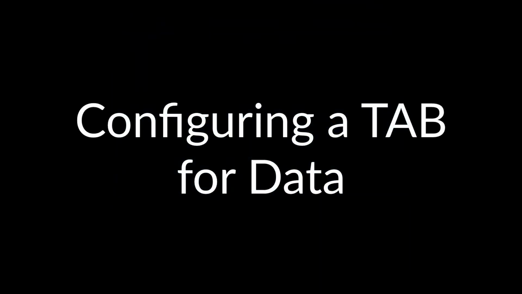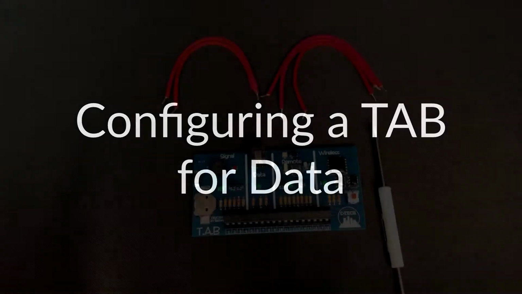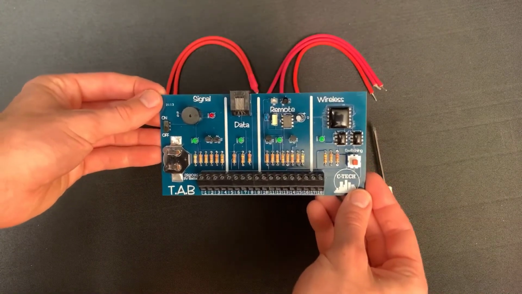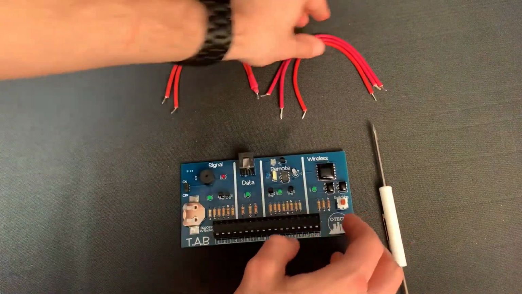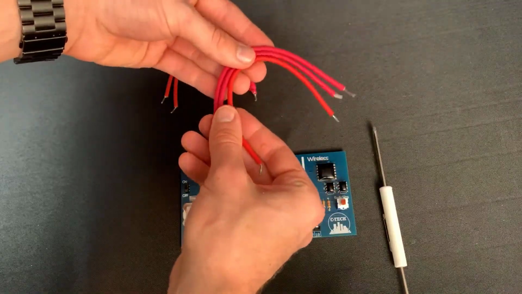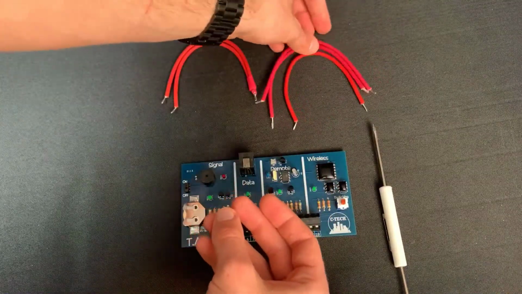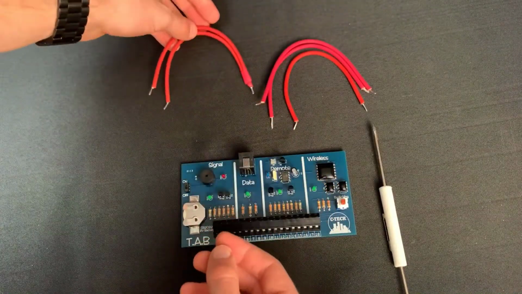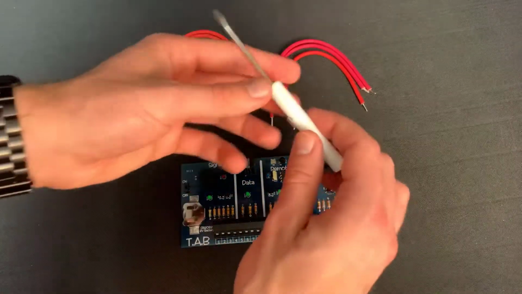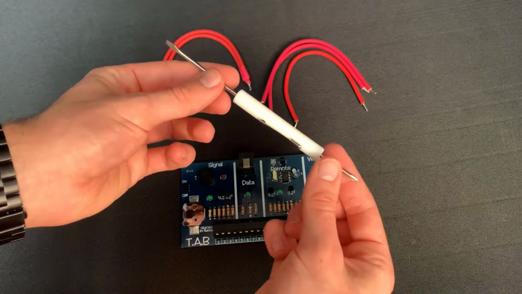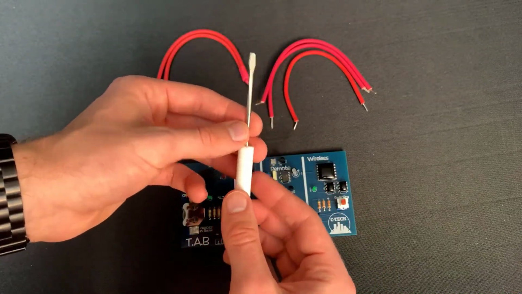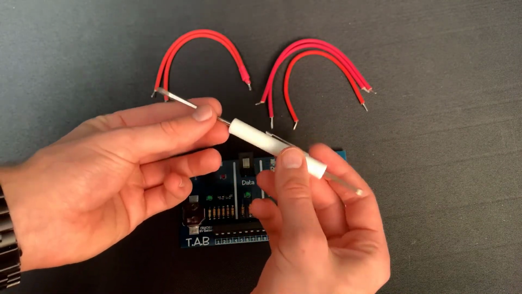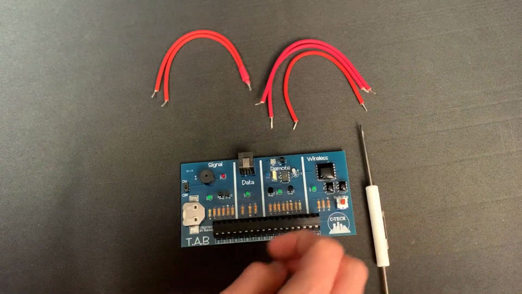Configuring a tab for data. To do this, you will need your tab, making sure it's powered off, 3 of your jumpers, and then 1 dual jumper. You will also need your C-Tech screwdriver. Now your C-Tech screwdriver has both a flathead as well as a Phillips head. Both can be used on the screws on the connectivity block.